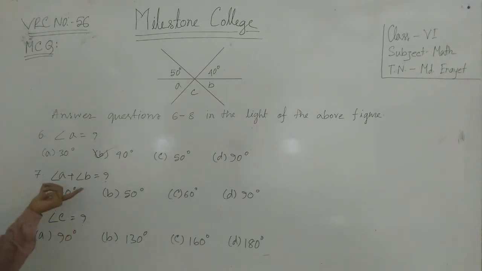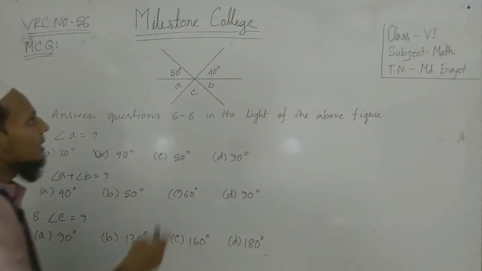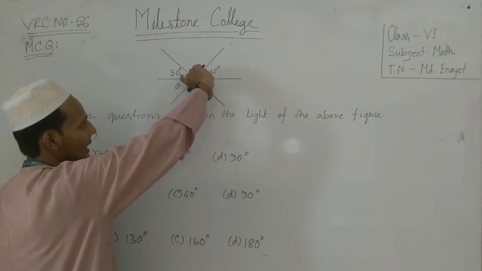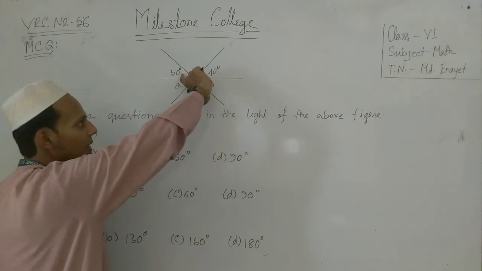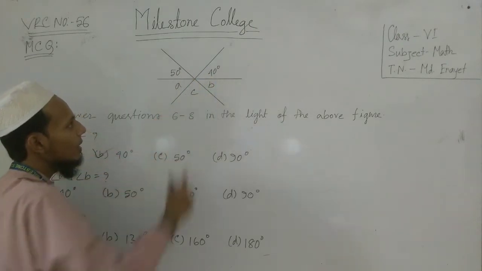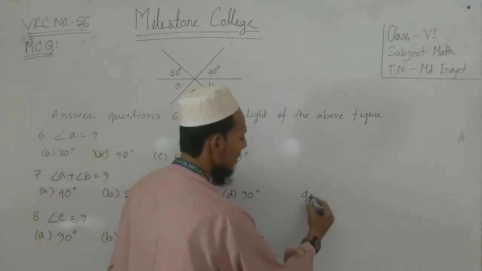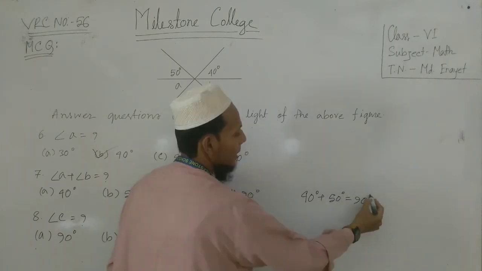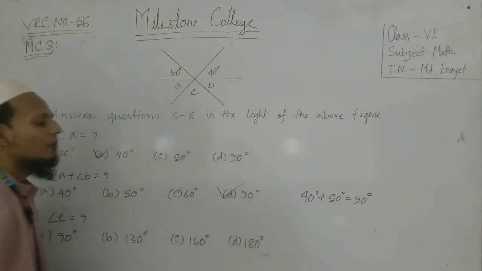And next question, angle A plus angle B equals what? Already we have the value of angle A, that is 40 degree. Now, we have to find the value of B. You can see that this line and this line intersect each other. So, angle B and 50 degree are vertically opposite angles, so the measurement of angle B will be 50 degree. So, here angle A is 40 degree and B is 50 degree, the sum of them will be 90 degree. So, 90 degree is the correct answer, that is option D.